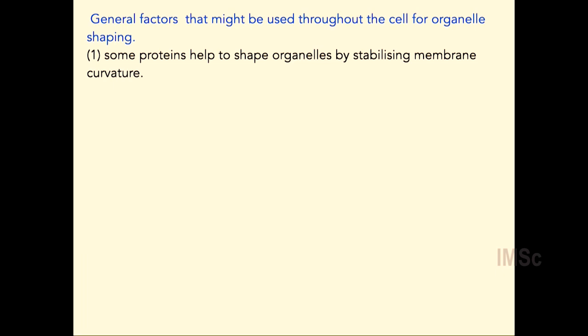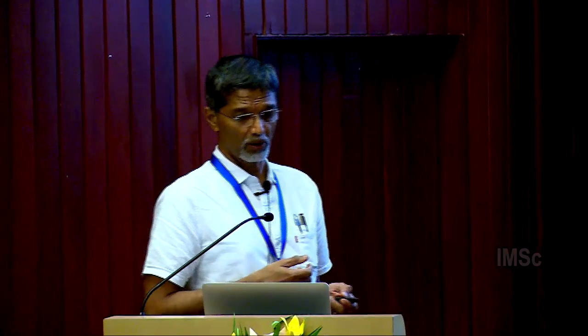Sometimes proteins do have a particular shape, and then they can force the membrane to adapt to it. Or they can bind onto the membrane and undergo a shape change, and then that can change the shape of the membrane. Or they can tether membranes to the cytoskeleton.